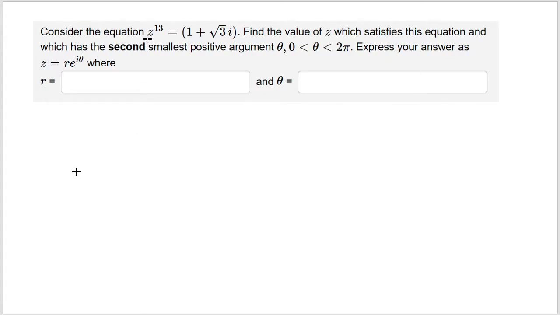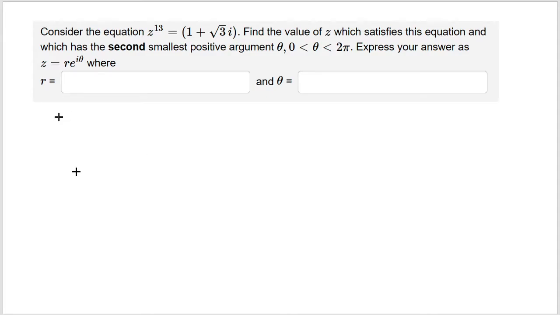So you're looking for this 13th root of 1 plus radical 3i, and you have to find the value of z which satisfies this equation and has the second smallest positive argument, and your angle theta should be between 0 to 2 pi. Express your answer in Euler form. This is called the Euler form, but you're really looking for the r and theta, so you're really looking for the polar form answer to this.